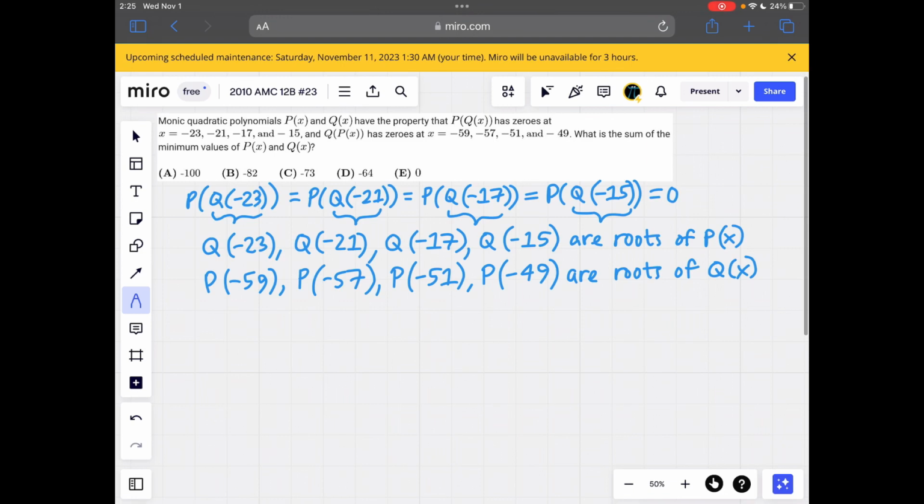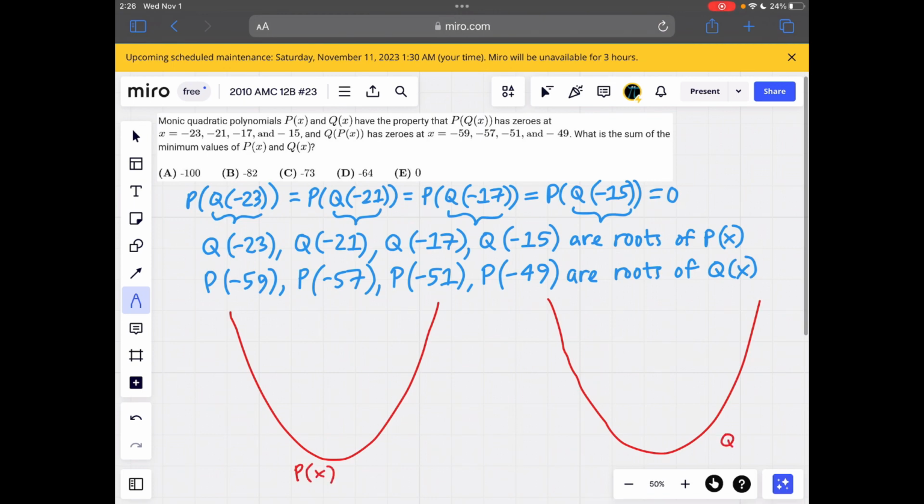Now I'm going to draw the graphs of p of x and q of x to see what we have here. This is p of x, and that's q of x. They're monic quadratic polynomials. Monic means they have a leading coefficient of 1. So it's like x squared plus ax plus b or something. We can label p of x, and this is q of x.